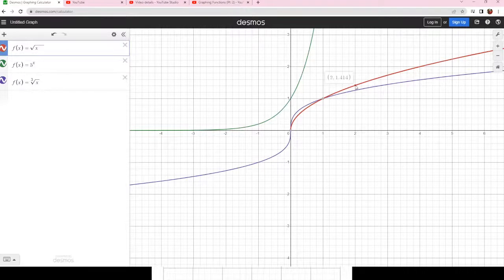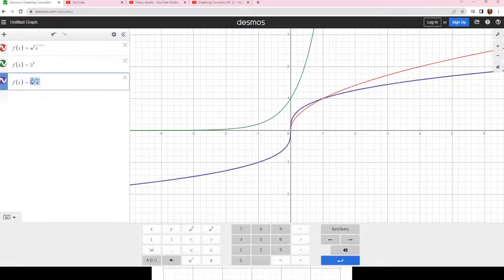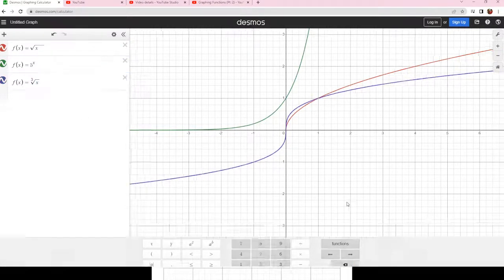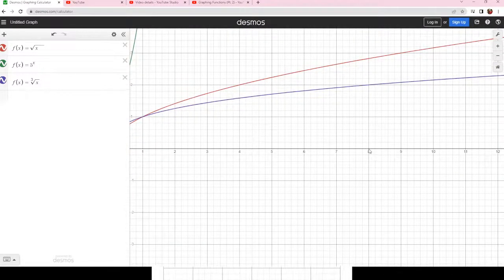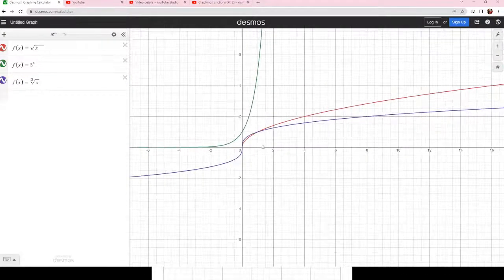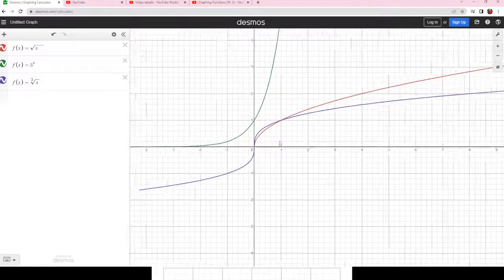Okay, let's compare that with the cube root. So let's find f of 8 for this. And some of you already know the cube root of 8, but let's do it. So f of 8 for that function should be 2. Okay? This is how you read graphs to pull out the answers.